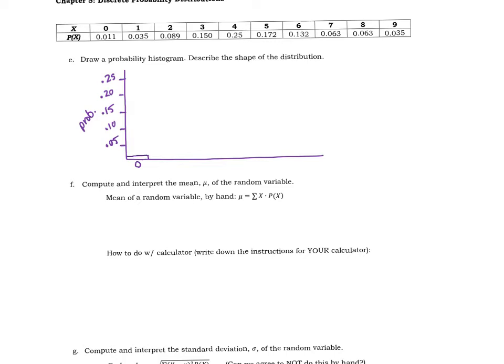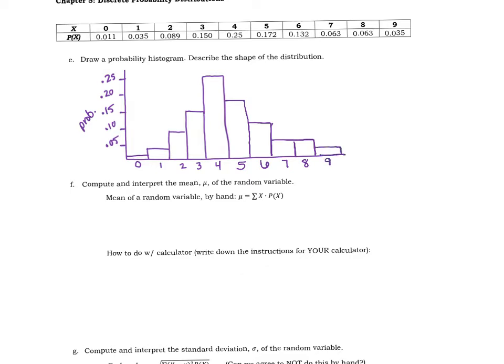Now remember, in histograms the bars touch. Then we need 3.5%, so we're going to estimate right about there, 1 person waiting in line. 0.089, we're going to go to about right there. Next one, 0.150, so we're at about 3 people waiting. Then up to 0.25. Ooh, got a little wonky there. 4 people waiting in line. 0.172, 5 people waiting in line. 0.132. 7 and 8 people are the same, so about 6%, 7, 8, and then back to 9 people, 0.035, okay?